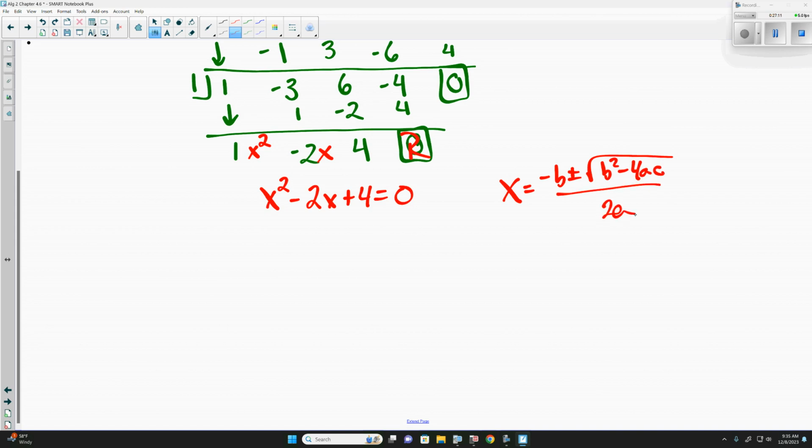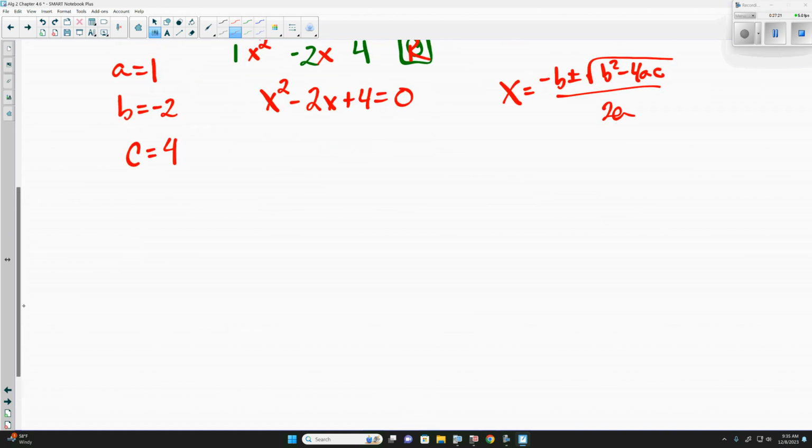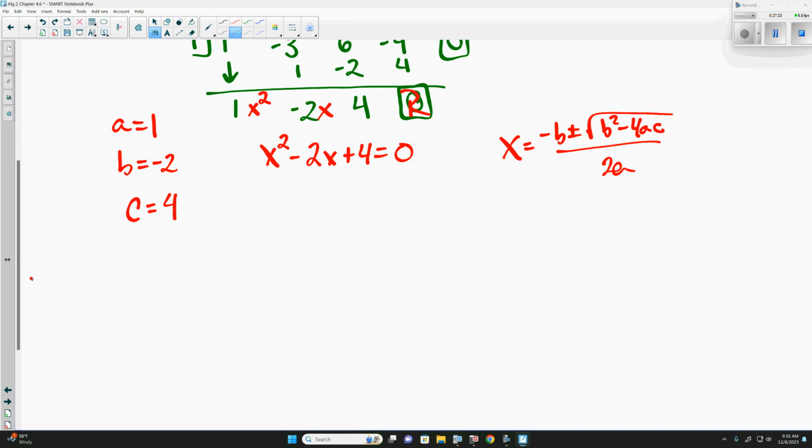So here, a is 1, b is -2, and c is 4. And if we look at this here, x squared minus 2x plus 4, there is not a number in common with all 3 terms, so we can't divide anything out. Now we're going to plug our variables' values in.